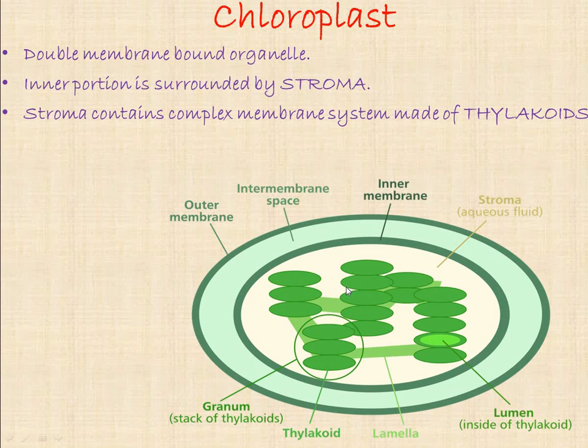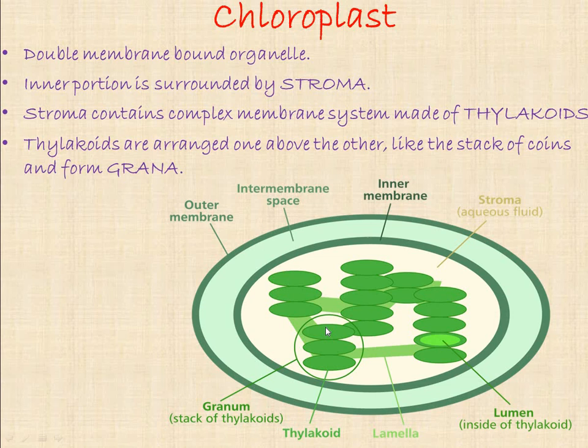Stroma contains a complex membrane system made up of thylakoids. Thylakoids are arranged one above the other like a stack of coins and form the grana. The membrane of thylakoids and stroma have enzymes related to photosynthesis. As you all know, in the process of photosynthesis, chlorophyll is the pigment which is very essential for that process. Stroma also has DNA and ribosomes.